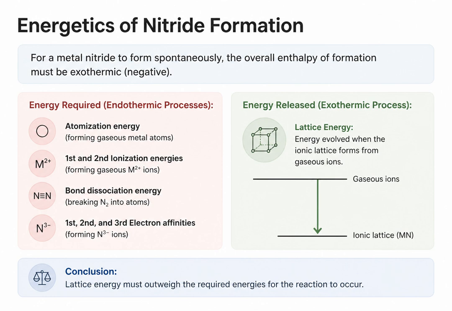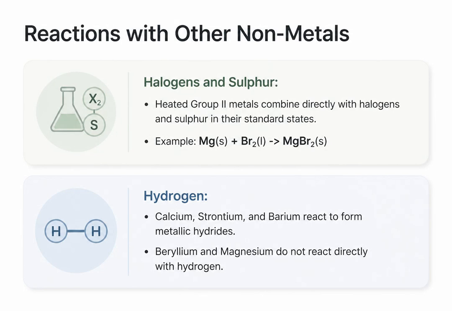The only way this reaction happens spontaneously is if the energy released at the very end, the lattice energy, when the gaseous ions snap together into a solid crystal, is large enough to outweigh all those initial energy costs. For group 2 metals, their high charge density ensures this lattice energy is massive. Beyond nitrogen, group 2 metals also react directly with a variety of other nonmetals when heated.